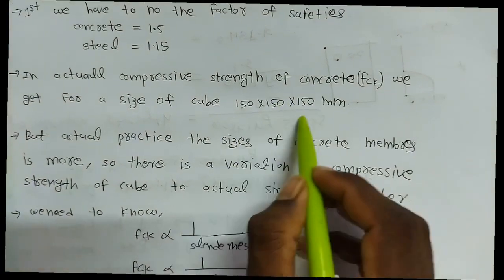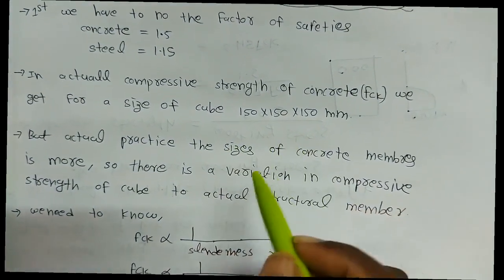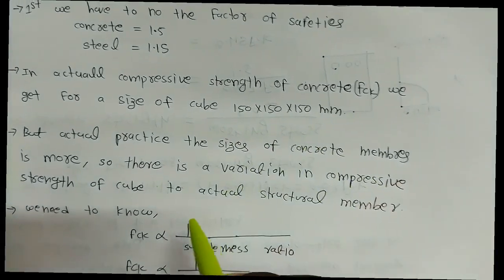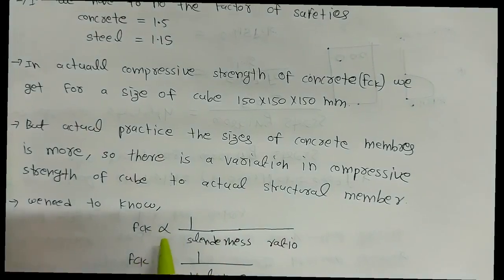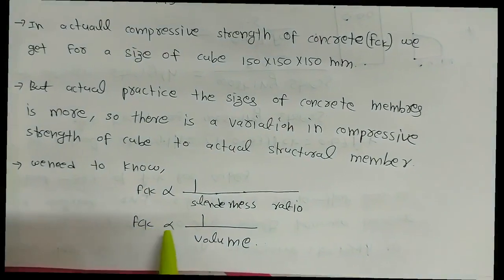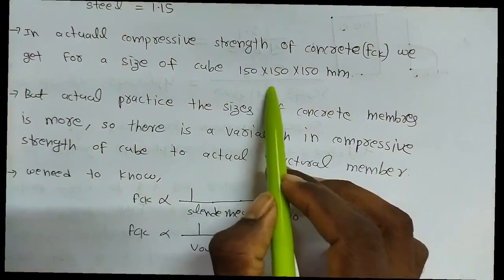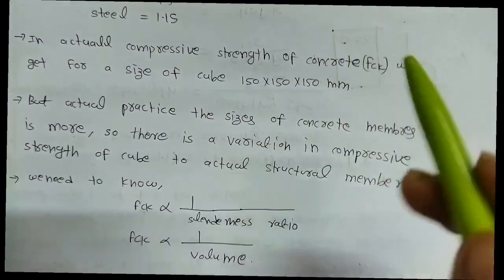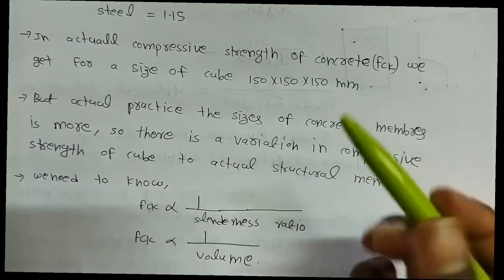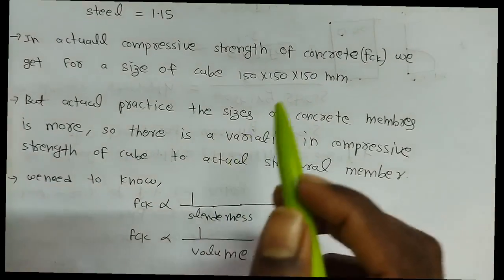We get the fck for a 150 mm cube, but in actual practice the column and beam sizes are more than the cube size. So the beam and column slenderness ratio is more than that of the cube. Because of this effect, the fck value for the actual structure decreases compared to the cube. So fck is also inversely proportional to the volume of the member. In actual practice the beam and column sizes are more and the volume is also more, so because of the increase in volume, the fck value of the actual structures may decrease.